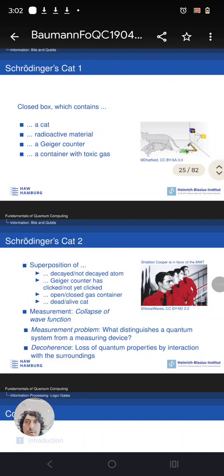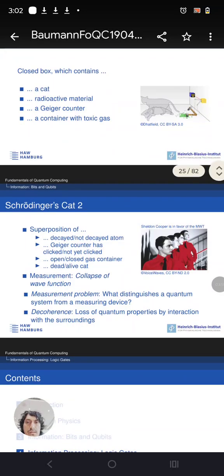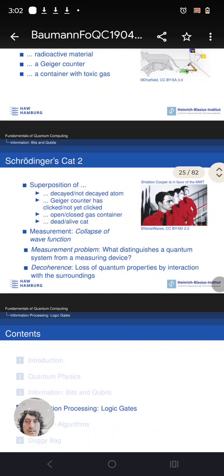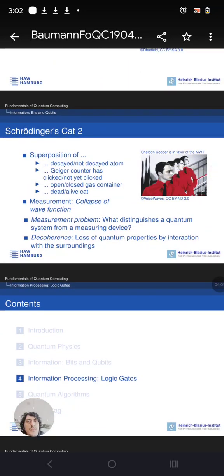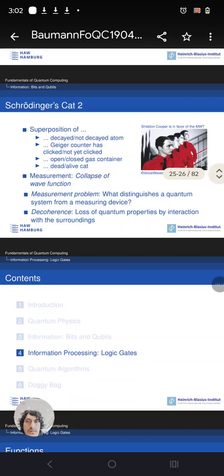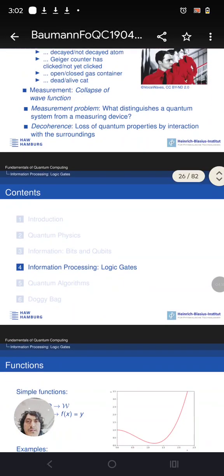Then we have this example of Schrodinger's cat: a radioactive material, a Geiger counter, containing toxic gas, whether it is dead or alive. So there is another issue with measurement, the collapse of the wave function. What distinguishes the quantum system from the measurement device? Then there is the issue of decoherence, the loss of quantum properties by interaction with the surroundings. So these are some open-ended issues.